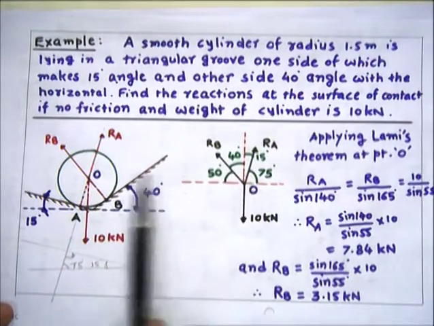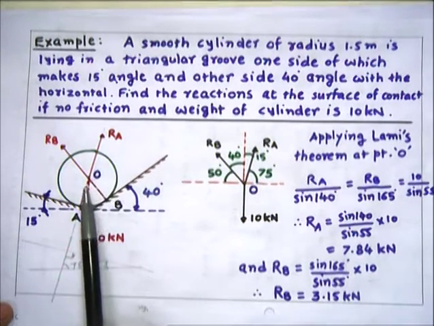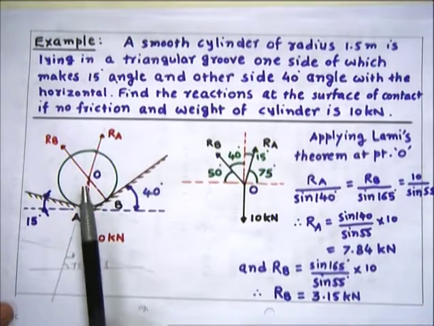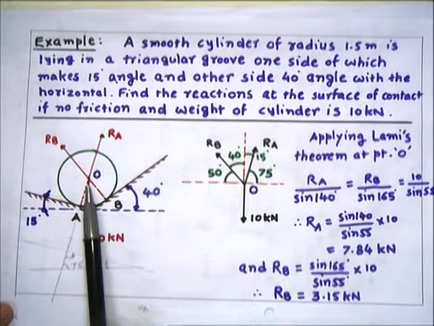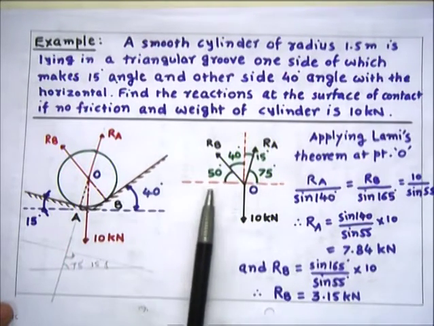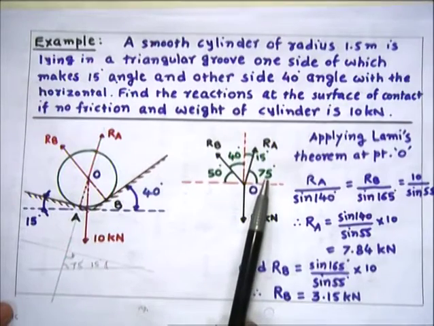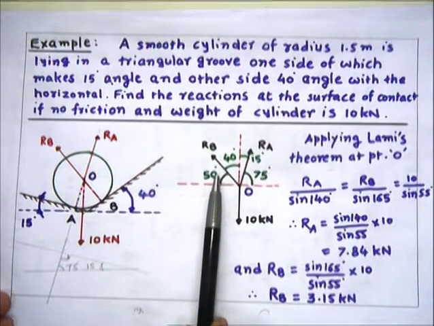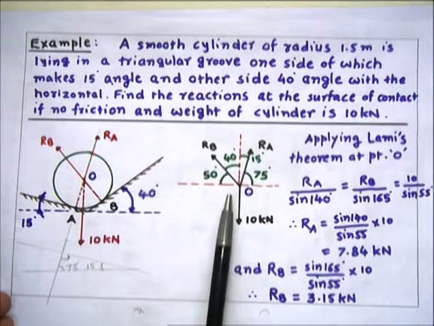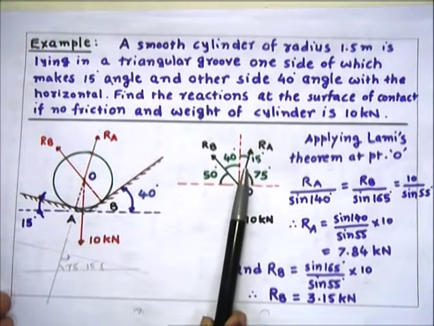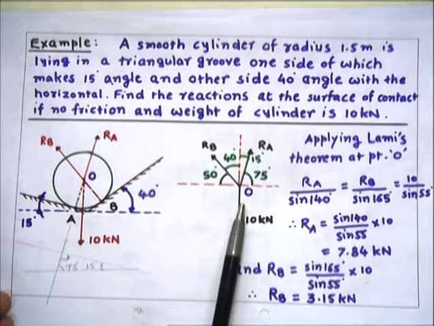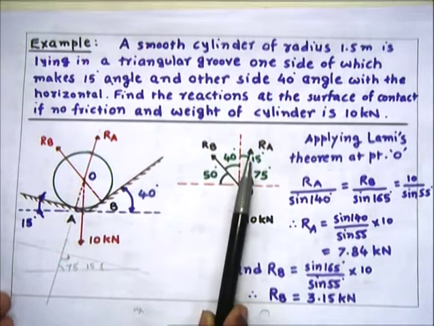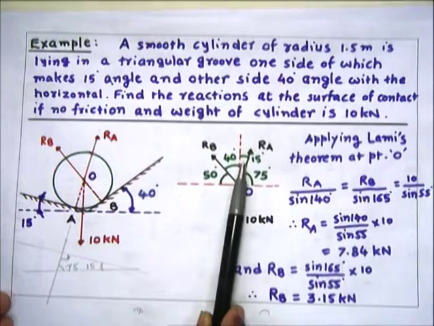Same way here for the reaction RA, that face is making angle 15 degree with horizontal. So this reaction which is at 90 degree angle to that will be equal to 90 minus 15, which is equal to 75 degree. Then we can have the angle between all these forces. So between RB and 10 kN force will be equal to 90 plus 50. In case between RA and 10 kN will be equal to 90 plus 75, and between RB and RA will be equal to 40 plus 15 degree, that is 55 degree.